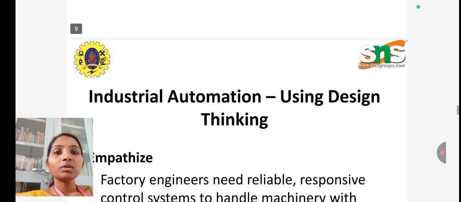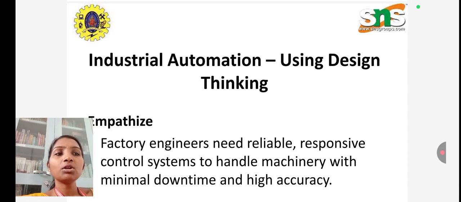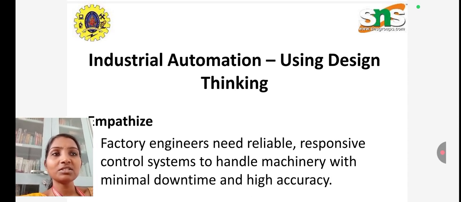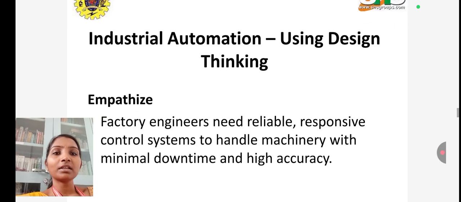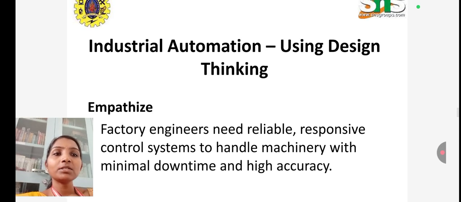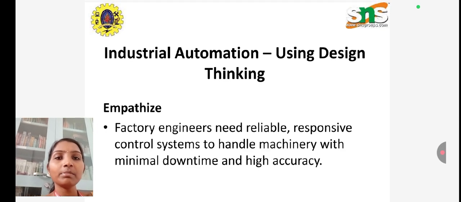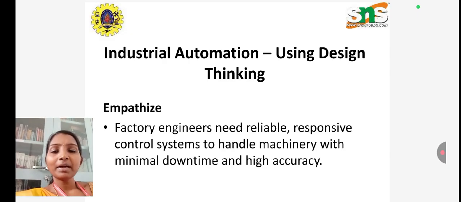The second thing will be industrial automation using design thinking. Automation is nothing but automatically doing something, but here we will be discussing industrial automation techniques. The first thing is to empathize. What is the empathizing part? Factory engineers need reliable, responsive control systems to handle machinery with minimal downtime and high accuracy, which means the time management and the accuracy are to be empathized here.